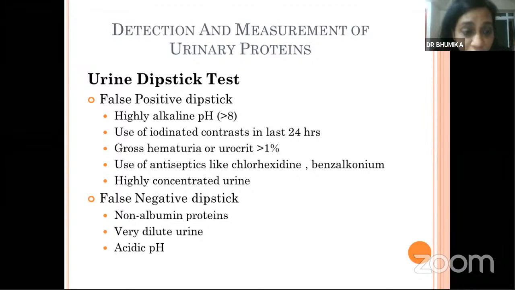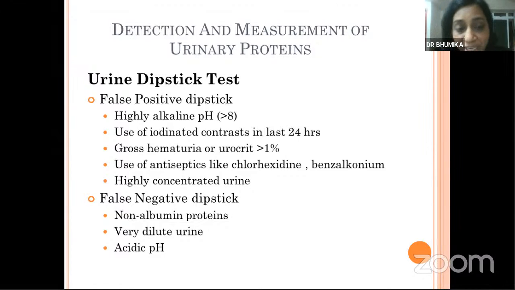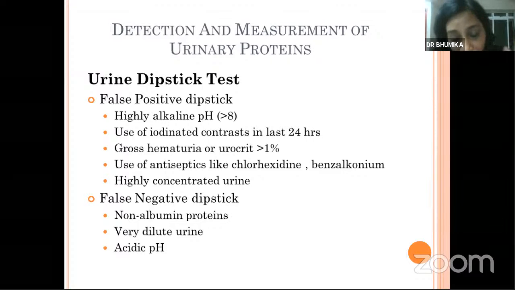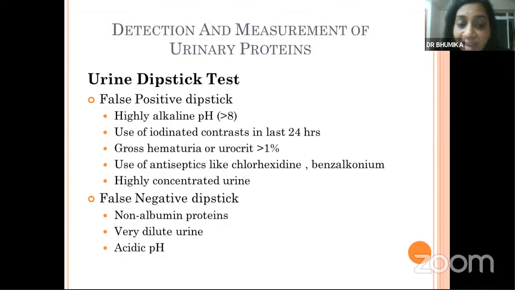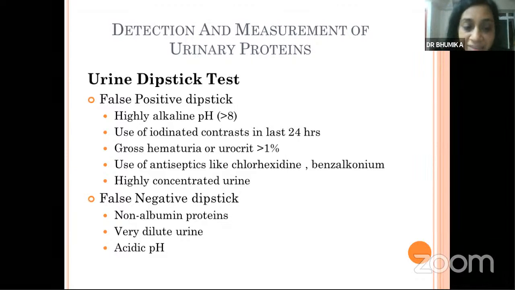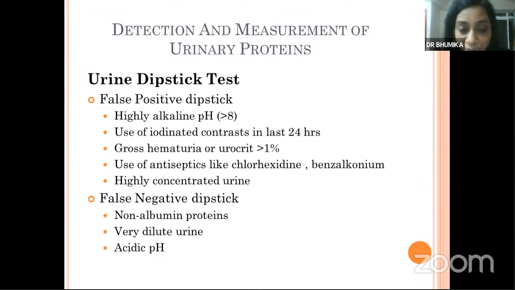Then comes, what are the false positives and negatives? The false positive causes are high alkaline pH; if the test is done immediately after an iodinated contrast, even less than 24 hours; gross hematuria; cleaning the urine container with antiseptics like chlorhexidine; or the urine itself being highly concentrated. False negative dipsticks will occur when there is a non-albumin protein. This is important for us because, like I mentioned, myeloma chains will not be detected, but they are definitely present.